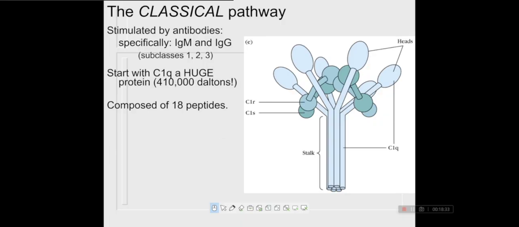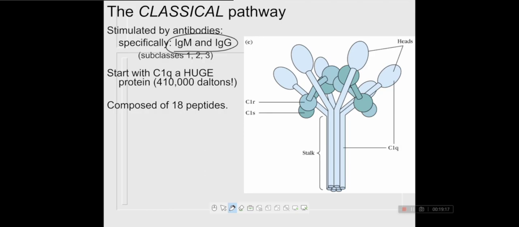See, this is the stimulation by antibody, especially IgM and IgG. Because in the previous slide, we already saw that the classical pathway is an antibody dependent pathway, right? There are 5 subclasses of antibody, so this pathway depends on which subclass? This depends on IgM and IgG. Remember that: the classical pathway is stimulated by antibody, especially IgM and IgG.